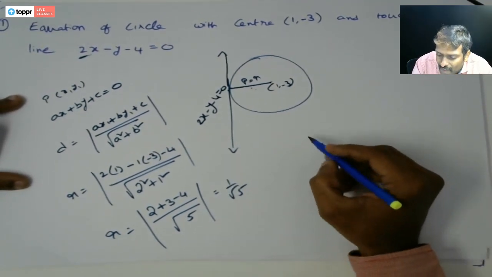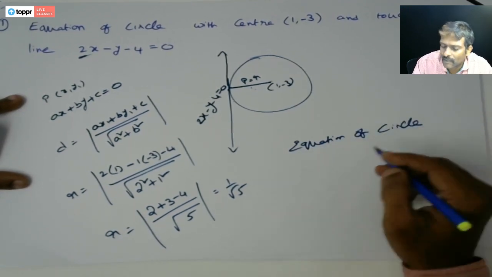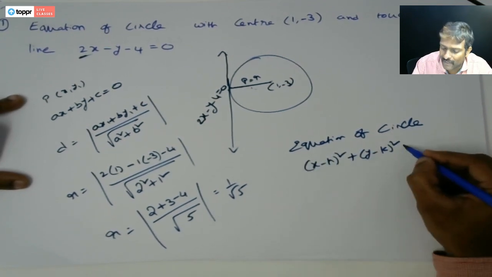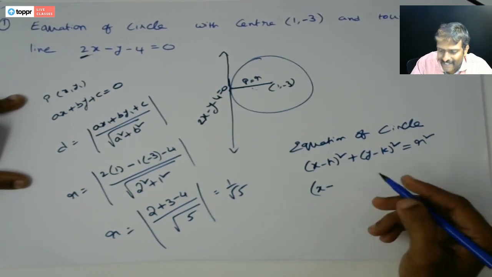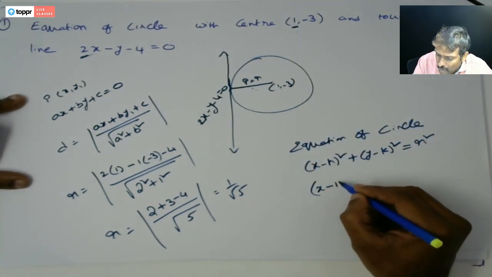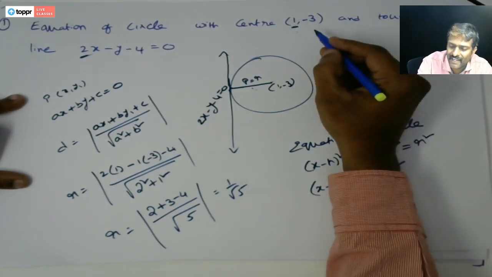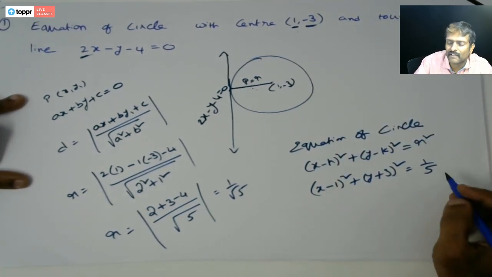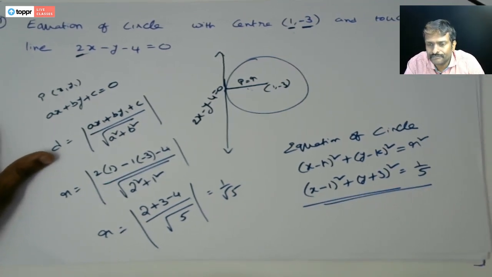Now the equation of the circle. What is it? x minus h whole square plus y minus k whole square is equal to the radius square, which is x minus 1 whole square, as h is the x coordinate of the center, plus y plus 3 whole square, as k is minus 3, which is equal to r square, which is equal to 1 by 5. This is the equation which we have to find out. Is that clear?